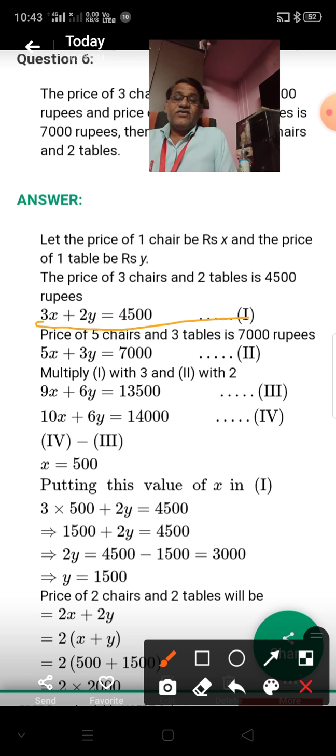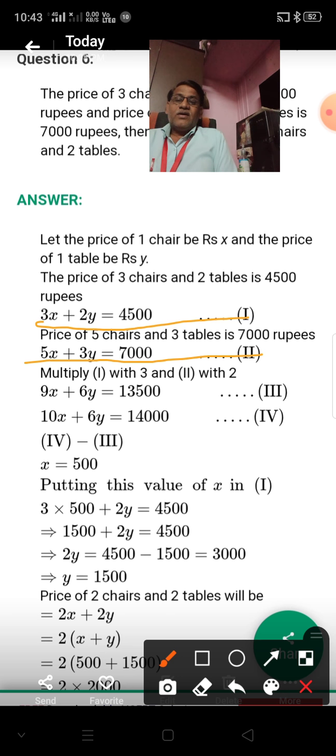Now the next condition is the price of 5 chairs and 3 tables is 7,000 rupees. It means the price of 5 chairs, 5x, plus the price of 3 tables, 3y, is equal to 7,000 rupees. This is equation number 2. 5x plus 3y is equal to 7,000 rupees.